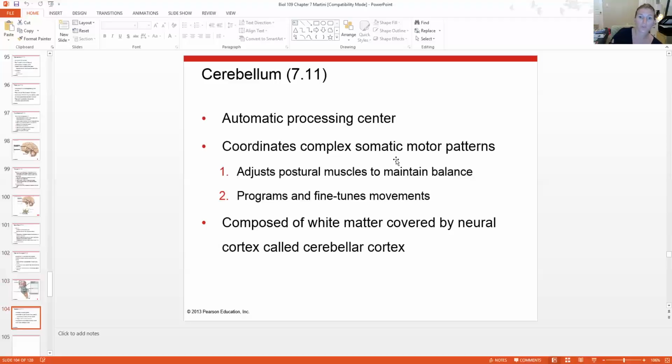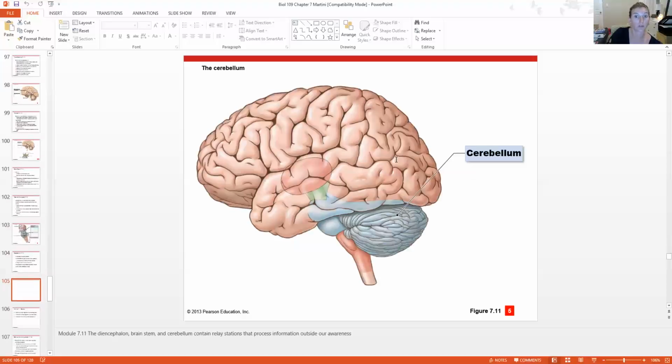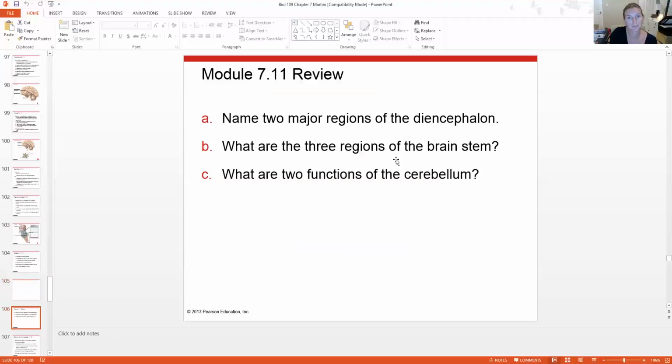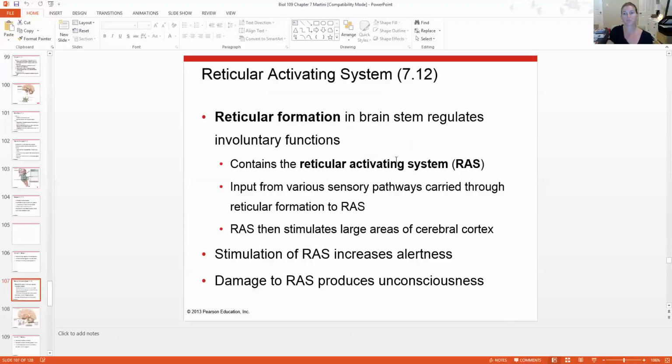It's composed of mostly white matter and some neural cortex called the cerebellar cortex. There you see it. Oh no, it looks blue there. It's not really blue. You can pause the video, go back and review some of the information. We're winding things down with some specific parts of our central nervous system here, looking at the reticular formation, which is generating involuntary functions. It contains something called the reticular activating system.